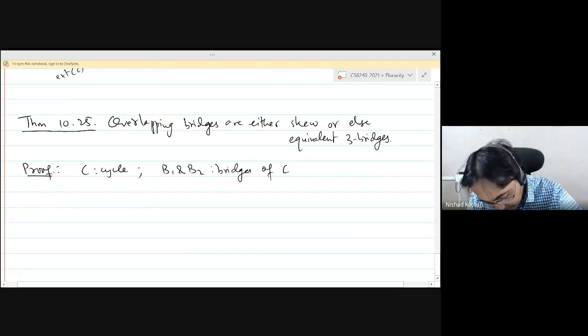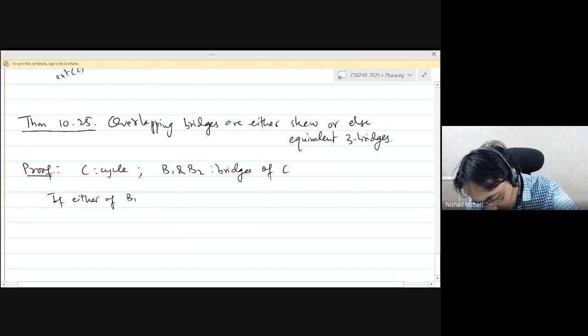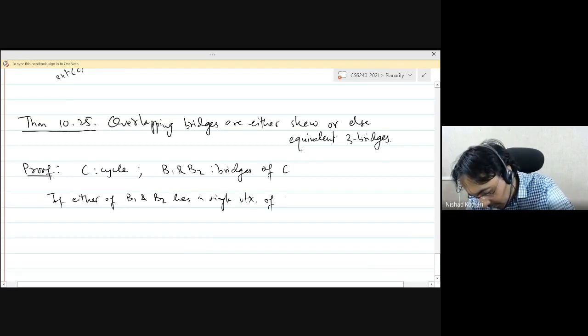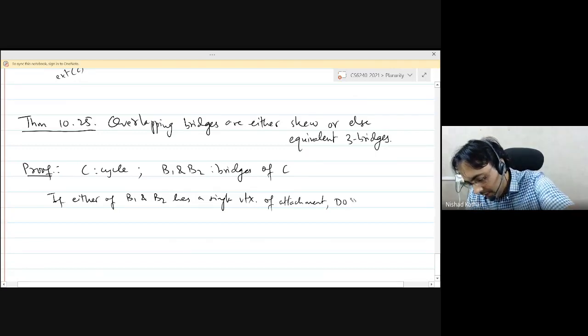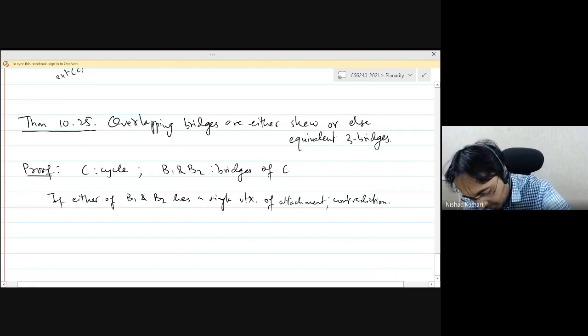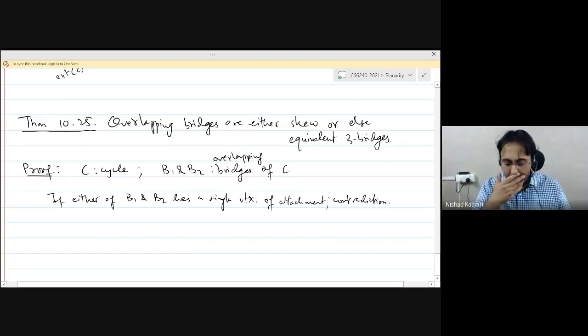So if either of B1 and B2 has a single vertex of attachment, we are done. Well, then they cannot be overlapping, so that's actually a contradiction. So let's assume B1 and B2 are overlapping. Okay.